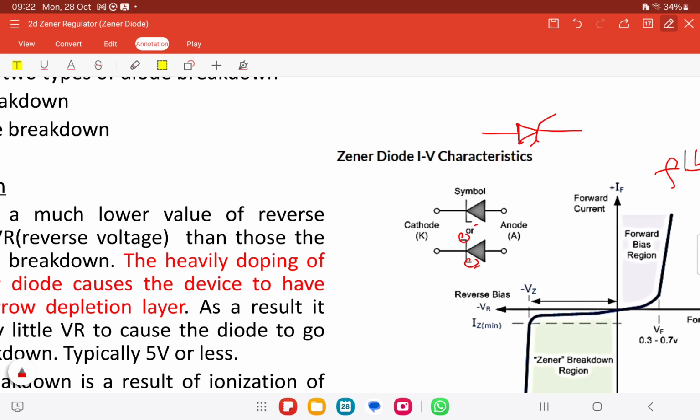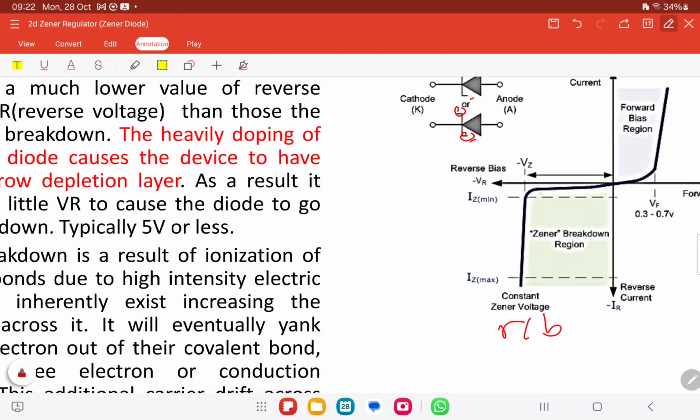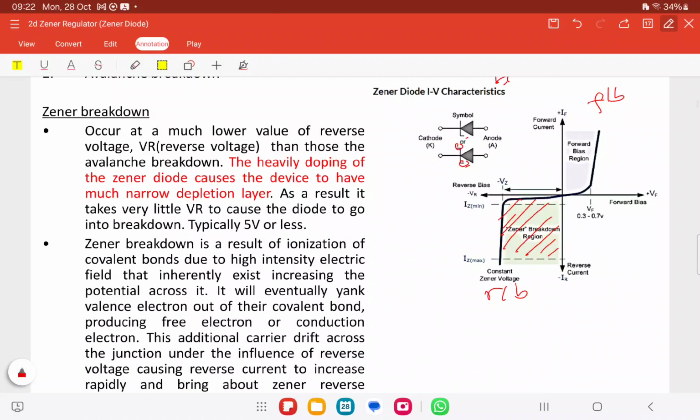Zener breakdown kat sini. Yang kawasan ni. Kalau diode biasa dia dah rosak lah. Since this one is for Zener diode, so dia boleh cater on this shaded area juga. Okay. Zener breakdown occurs in heavily doped semiconductor diode, specifically designed to operate in the breakdown region. Dia memang design untuk kalau forward bias dia boleh operate, in reverse bias pun dia boleh operate in certain value. Sampai limit dia stop juga.